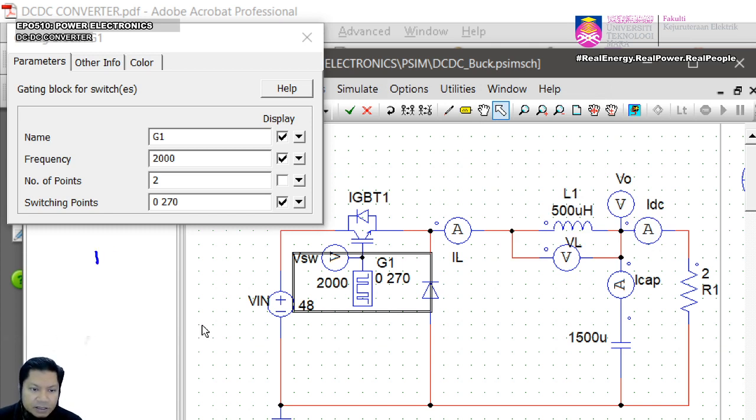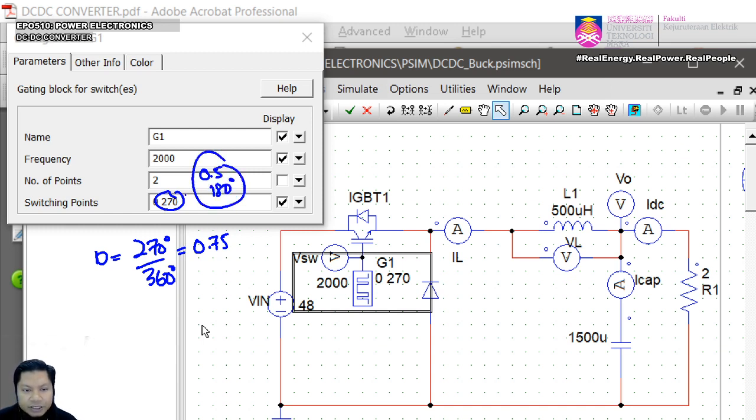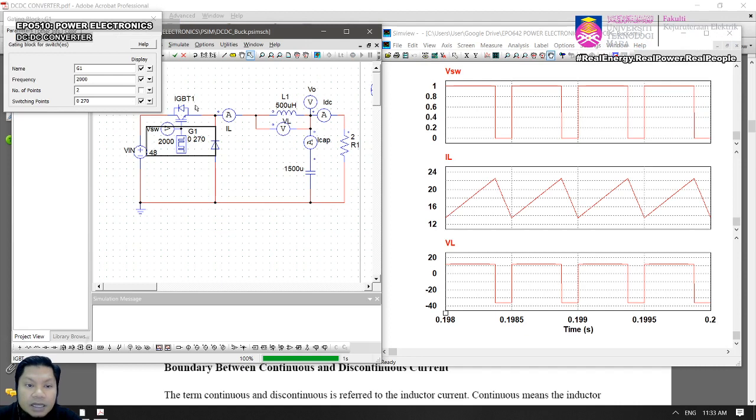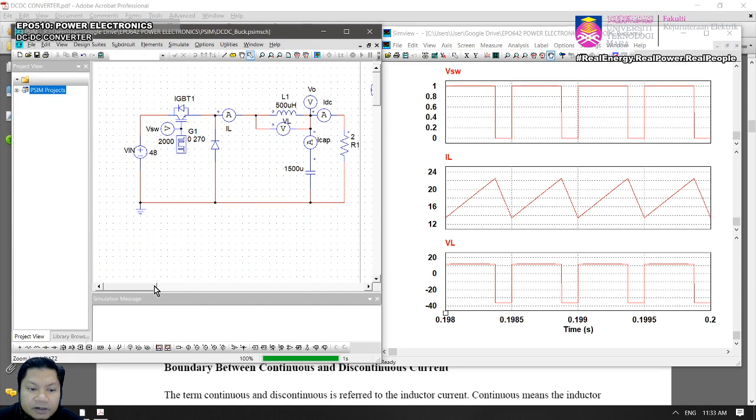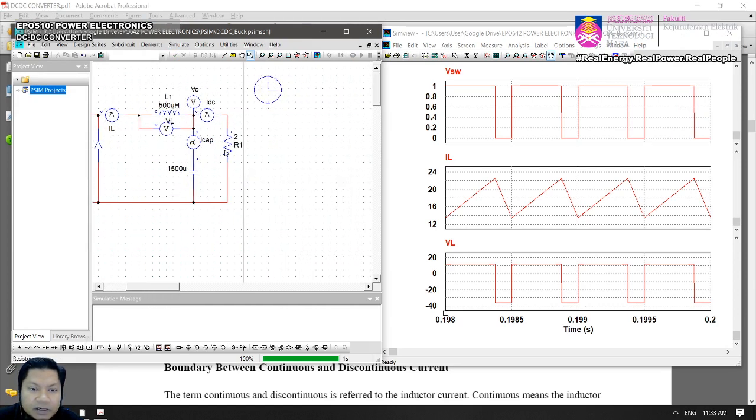So we have D equals 270 degrees divided by 360 degrees, so that gives me 0.75, isn't it? So the duty ratio is 0.75. You need to change it here. If you want to have 0.5, it will be 180 degrees. So you have to change it here to get a different duty ratio. Okay, next, what else? The inductor size is 500 microhenry, and the load is R equals 2 ohm.